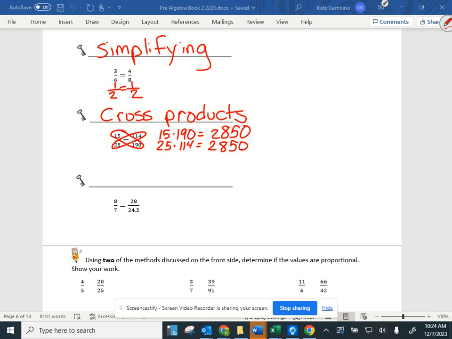But then sometimes, like in fifth grade, we used to have to show what the simplest form is of the fraction, so then you do have to simplify. So sometimes, yes, you have to show simplified form. We're in big kid math now.